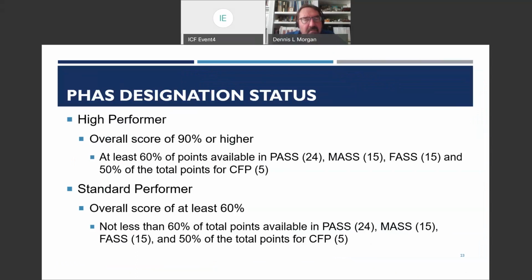High performer: an overall score of 90 or higher, and I do not have a sub-indicator under the physical, the management, or the financials falling below 60% of the points available. So I'm getting at least 24 under my physical, at least 15 under my management, at least 15 under my financial, and I'm also getting at least 5 points under my cap fund. How do I get that? Obligate your funds in a timely fashion within that 2-year period of time.